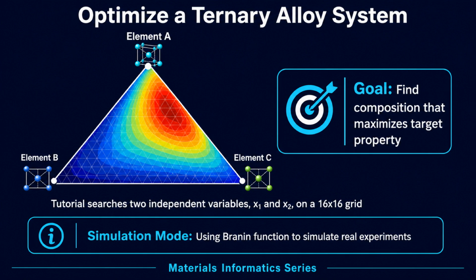Since we don't have access to a real robotic laboratory, we'll simulate the experiments using the Branin function, a standard test function for optimization algorithms. In real applications, the robot would perform actual experiments and return measured values. But the NIMO workflow remains exactly the same whether you're simulating or running real experiments.